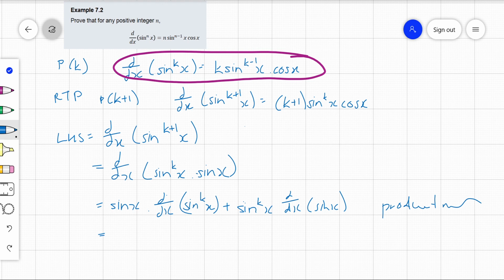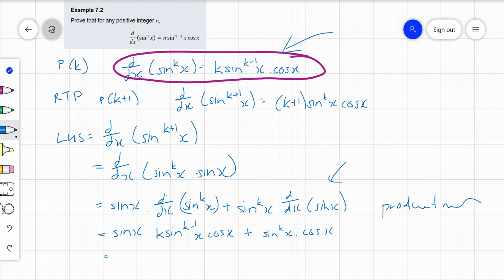Alright, so let's do it. So we know we've got sine x here, and we're multiplying by d/dx of sine to the power of k x. Now we can do that because we've got our assumption here. So that is going to be k sine to the k minus 1 x times cos x, plus, and again here d/dx of sine x, we know it's cos x. So we've got sine to the power of k x times cos x.